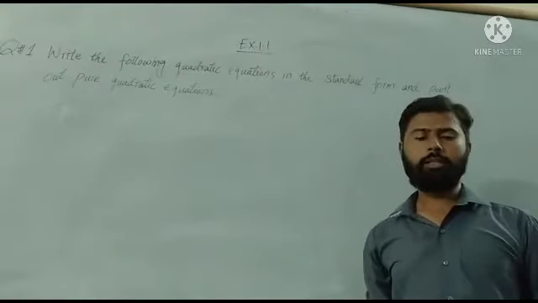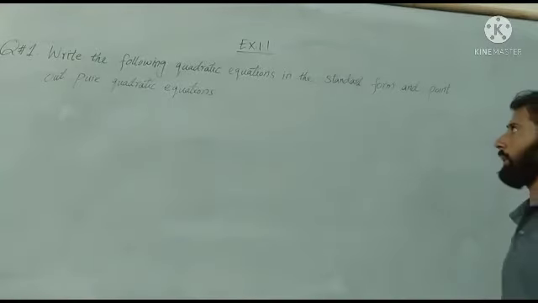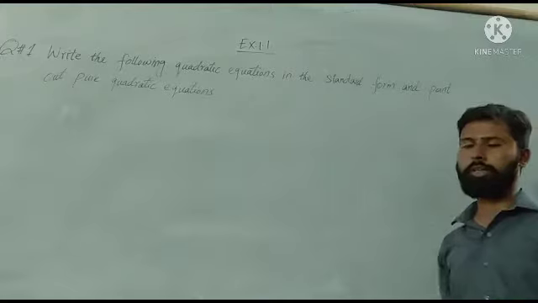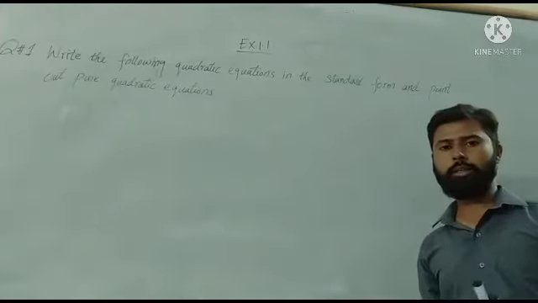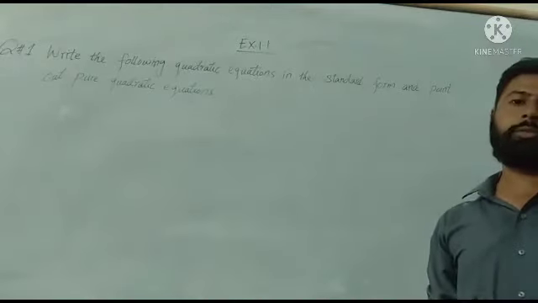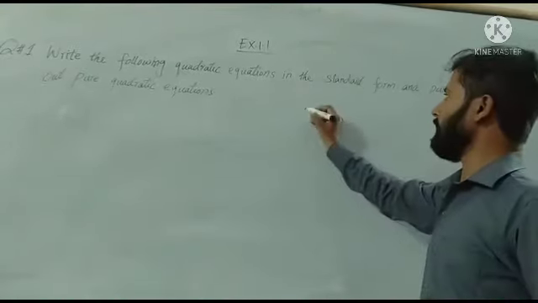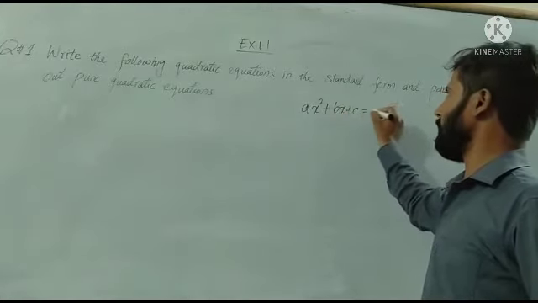Beta, exercise 1.1. The first question that is given: write the following quadratic equations in the standard form and point out the pure quadratic equation. As in the introduction I have told you, there are two forms of the quadratic equation. The first one is the standard or general form, which is written in the form ax squared plus bx plus c is equal to 0.